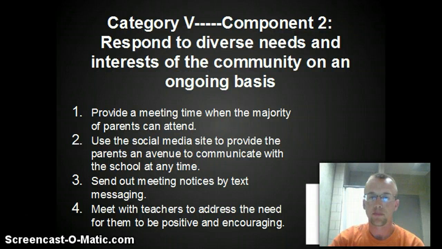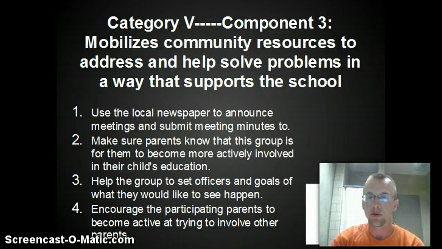Component number 3, I'll mobilize community resources to address and help solve problems in a way that supports the school. I'll do this by using the local newspaper to announce meetings and submit the meeting notes too. That way, the people that don't attend also have an avenue where they can see what's going on at the meetings because they can read the minutes. Number 2, I'll make sure parents know that this group is for them and to become more actively involved in their child's education. Number 3, I'll help the group to set officers and goals that they would like to see happen. And number 4, I'll encourage the participating parents to become active at trying to involve other parents into this group.